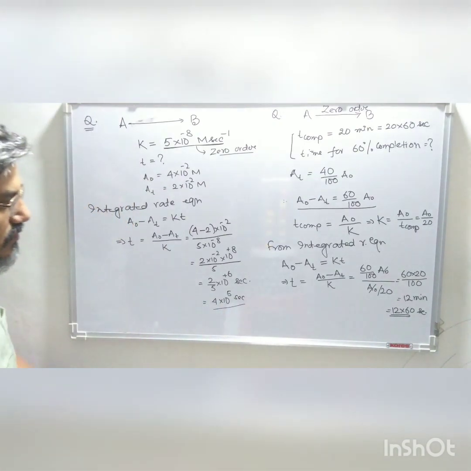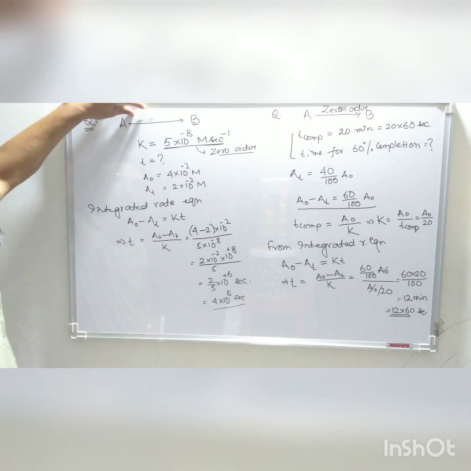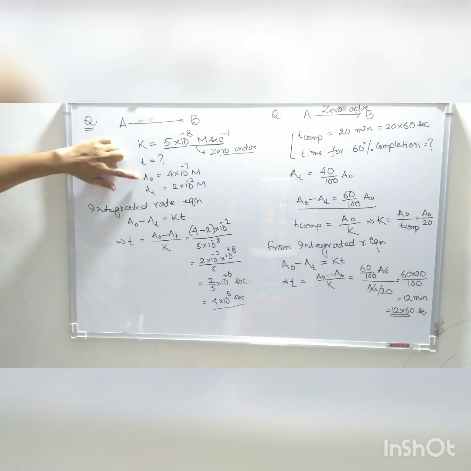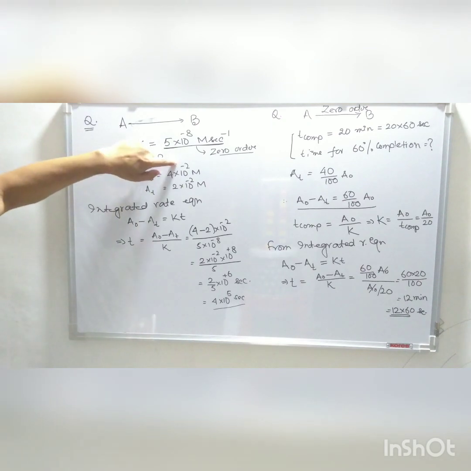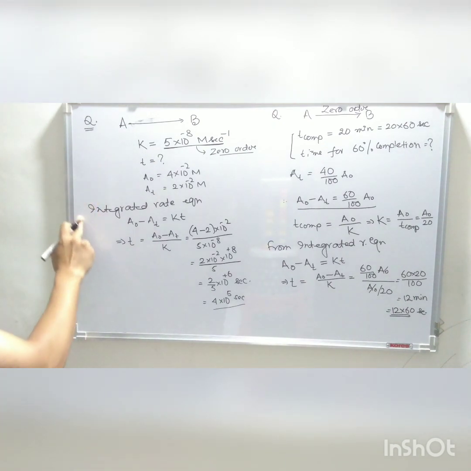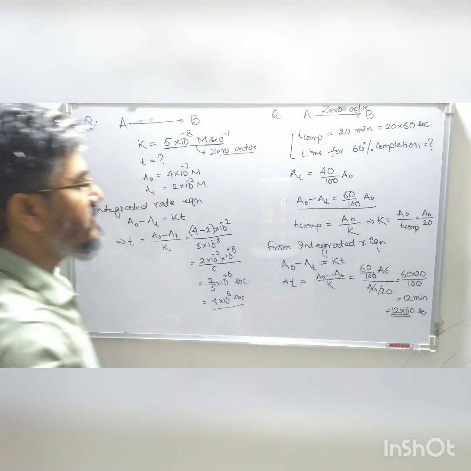So in 4 into 10 to the power 5 seconds, the reaction A tends to B, and the concentration changes from 4 into 10 to the power minus 2 molar to 2 into 10 to the power minus 2 molar. This is the time required. So this is one of the questions. Let's see another question.